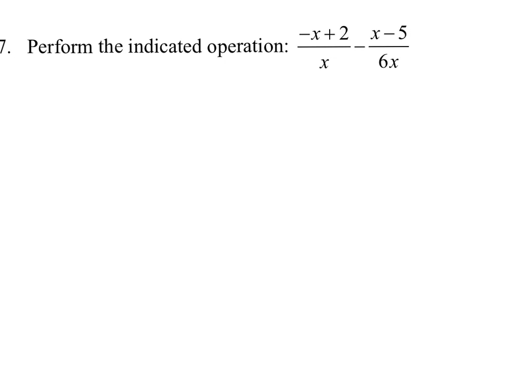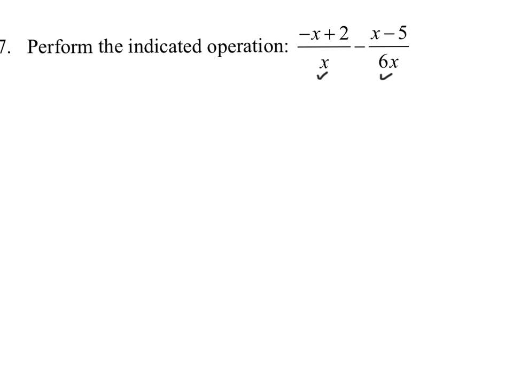Perform the indicated operation. They're asking us to subtract. When it comes to subtraction or addition of fractions, remember I need a common denominator. But my denominators are not the same. So what do I do? I'm going to make them the same denominators. The least common denominator of x and 6x is 6x.